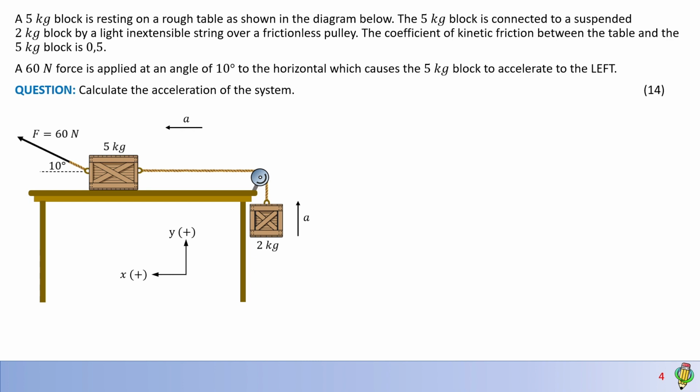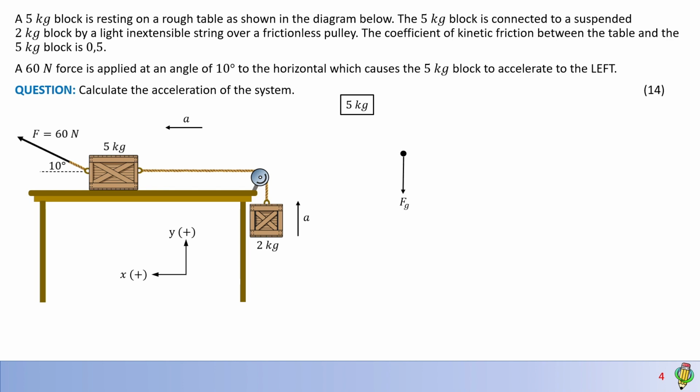We'll choose the left as our positive x direction and upwards as our positive y direction. Why? Because acceleration is going to the left for the 5 kg block and acceleration is going upward for the 2 kg block. Now for the free body diagrams, I'll put a dot to represent the 5 kg body.